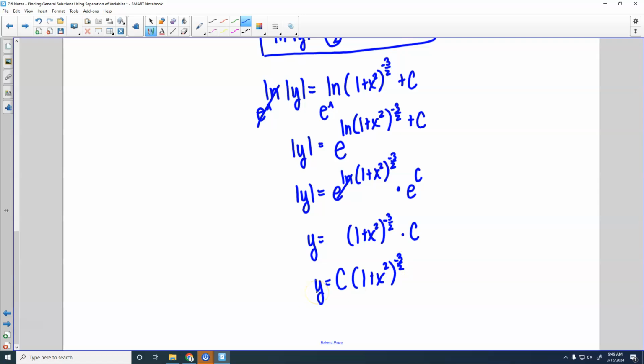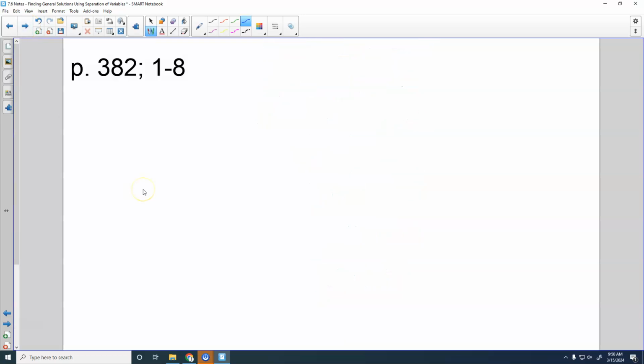Good question. Absolute value means I could have a positive or a negative there, right? So it means I could have a positive or negative there. Is c positive or negative? We don't know. It could be either one. It takes care of those absolute value bars. So in theory, y equals c. No, you have to have the other stuff there because c's just a constant.